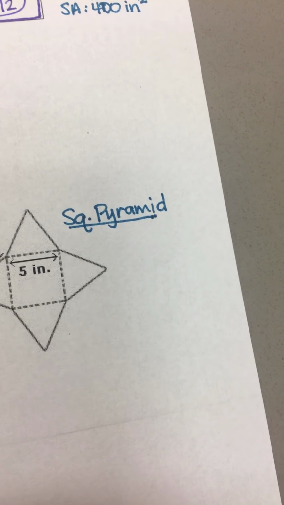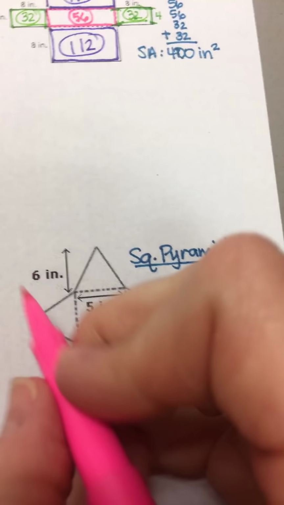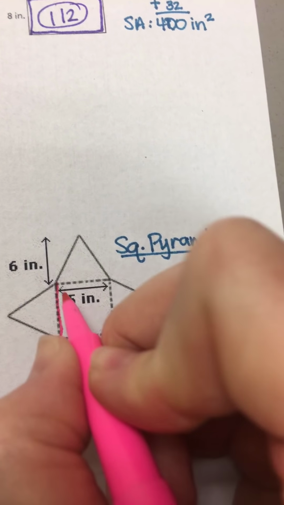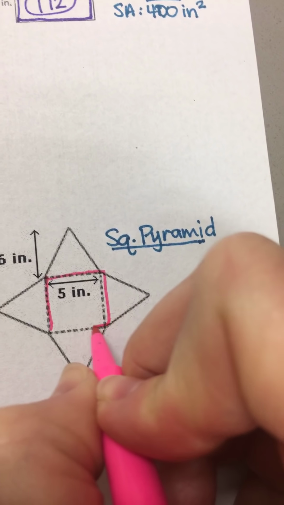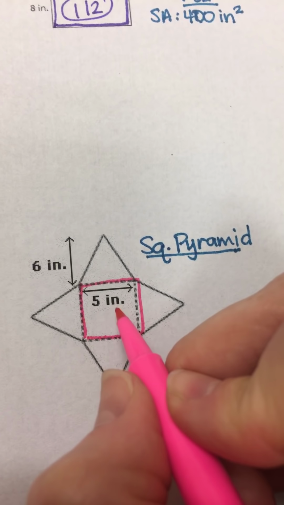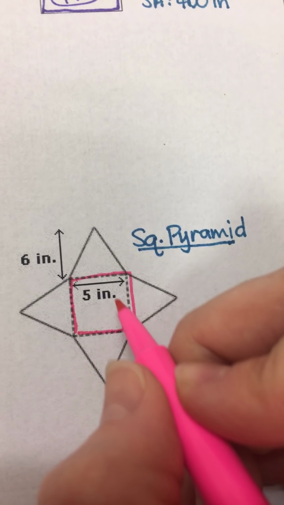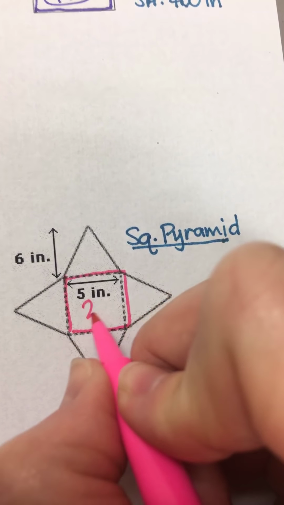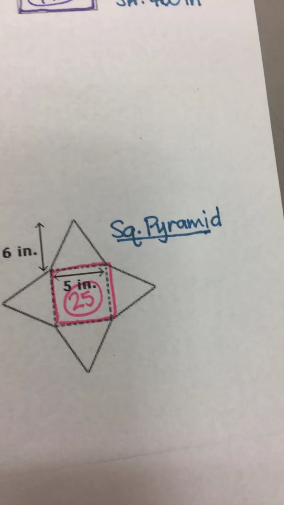So let's think about a square pyramid. Let's just start with that centerpiece. So this is a square, obviously. A square has the same sides on all sides, and so I just do 5 times 5, which means this one has an area of 25.